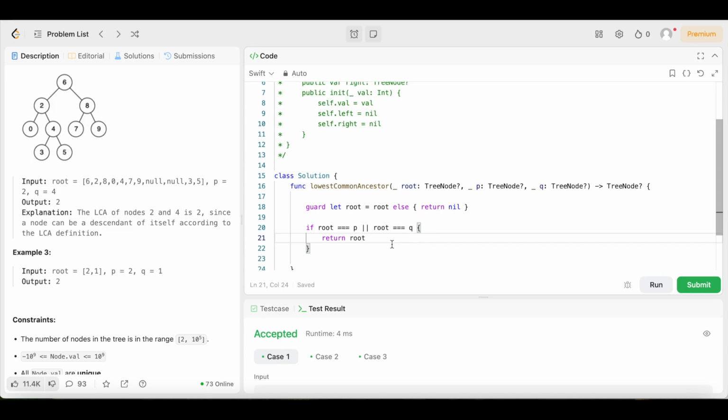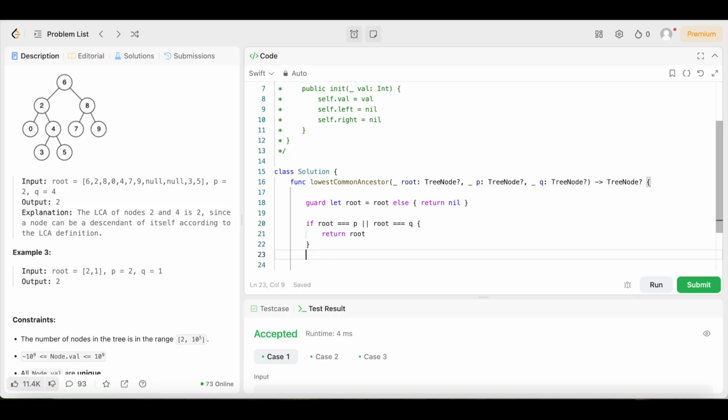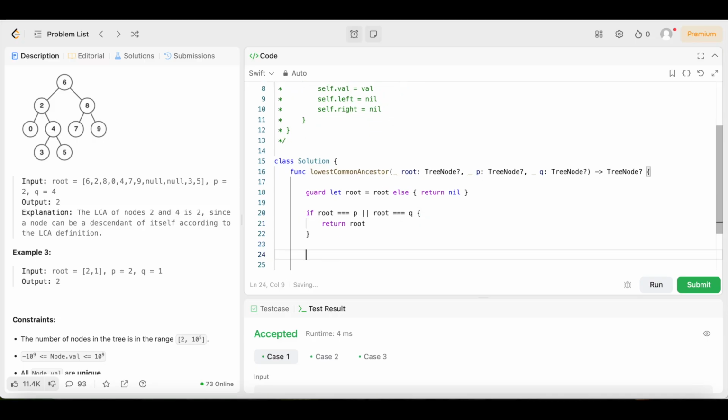Now we got to use a little recursion to search the left subtree, right? To search for the LCA in the left subtree. In order to do that, we're just going to declare a variable called L. We're going to set that equal to lowestCommonAncestor that we're getting from up here. Then we need to pass in the root, P, and Q. So we're going to open up the parentheses and say root.left for the root, then P, comma, Q, just like so.